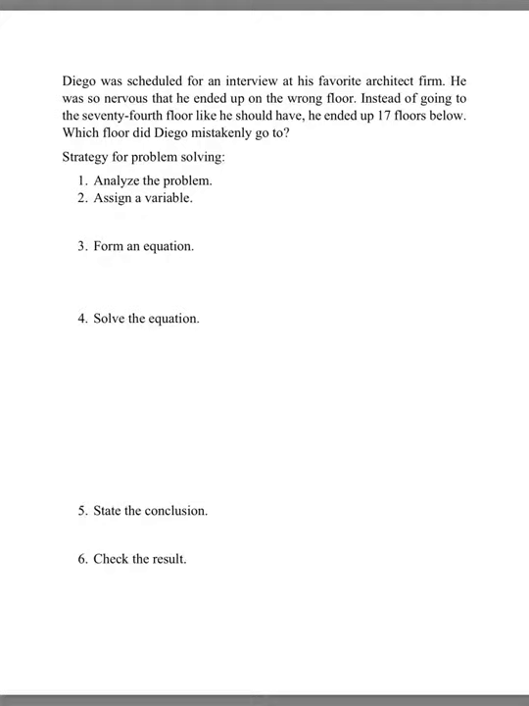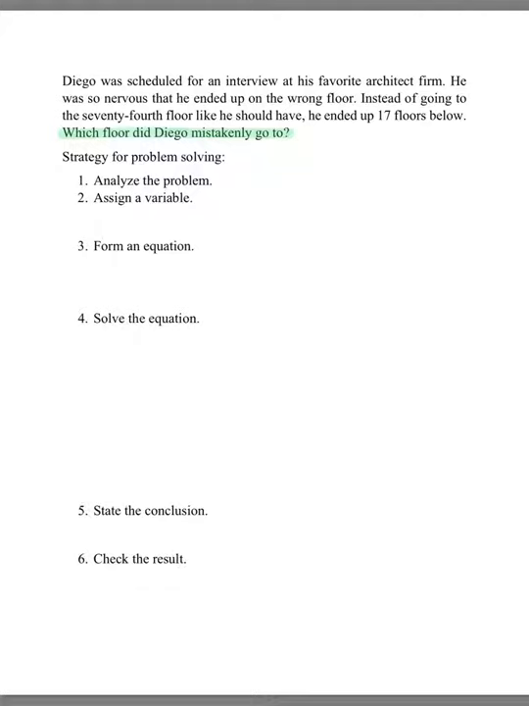Let us begin our strategy for problem solving by analyzing the problem first. Ideally, the first thing you want to do is identify the question being asked. In this case, we're asked, which floor did Diego mistakenly go to? Now that we know what the question is asking, we know what our variable is going to represent. So we could already jump to step 2 and assign a variable. Let us go ahead and do so.